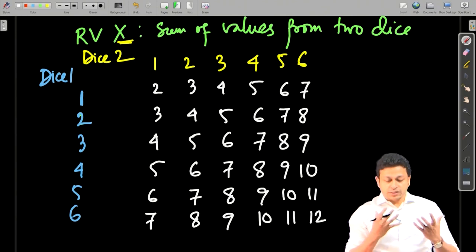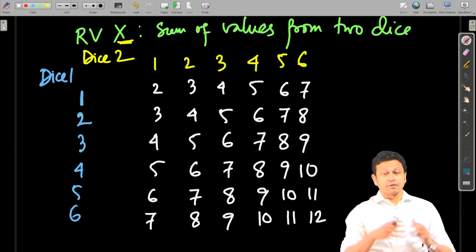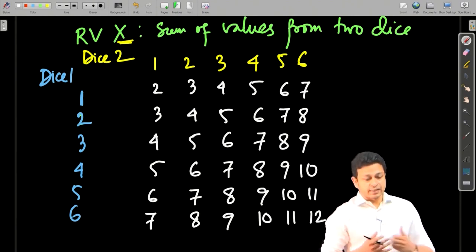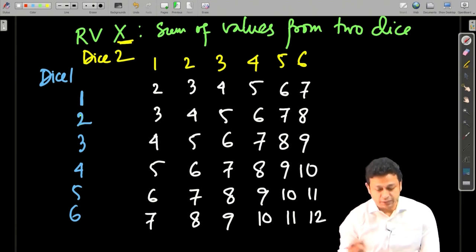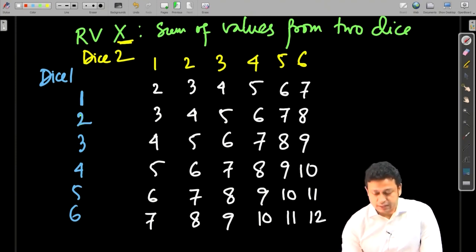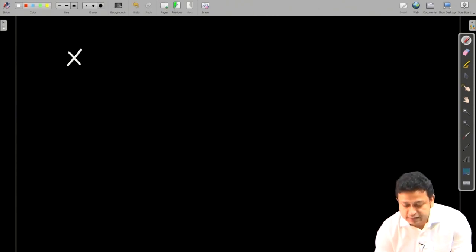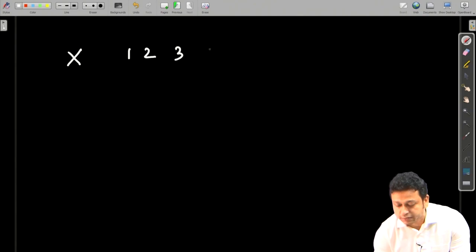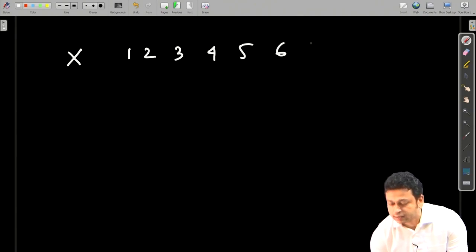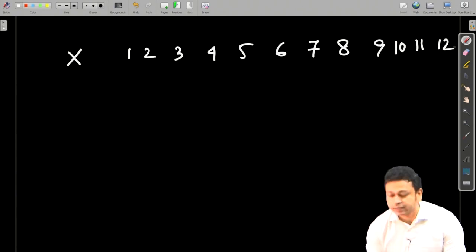Now, from here I can very easily constitute a frequency distribution, and from there we will see the probabilities associated with each of these outcomes. So let me do that. Let us just count. How many 2's are there? Let me create a new page. So the values of x here are 1, 2, 3, 4, 5, 6, 7, 8, 9, 10, 11 and 12, right.